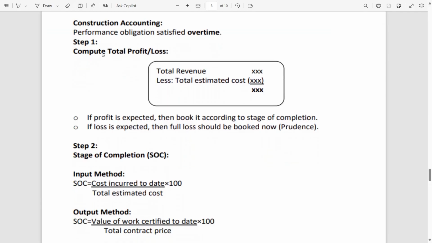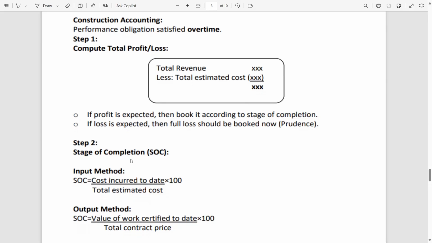So step 1, compute total profit or loss: total revenue less total estimated cost. If profit is expected, then book it according to stage of completion. If loss is expected, then the full loss should be booked now. Prudence. If there is a loss, then it means it's an onerous contract. Then you will have to book the loss, and you can't go any further, because your contract is in loss. If it's a profit, then you will move to step 2.